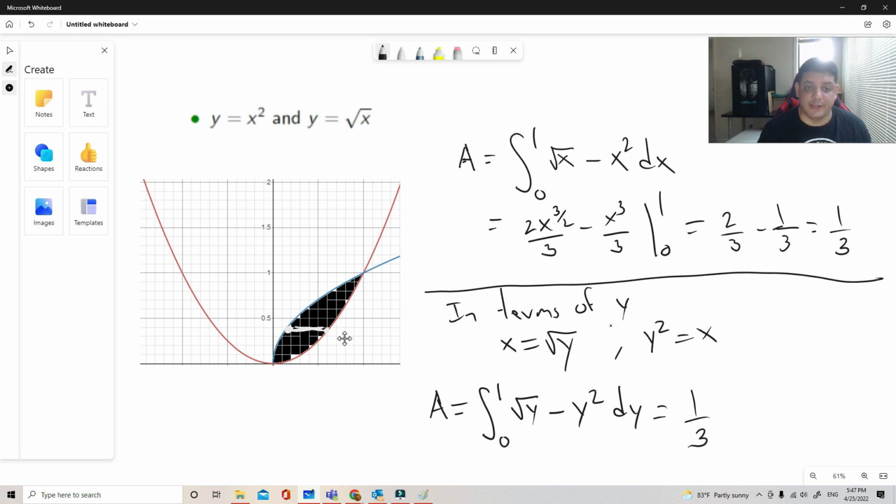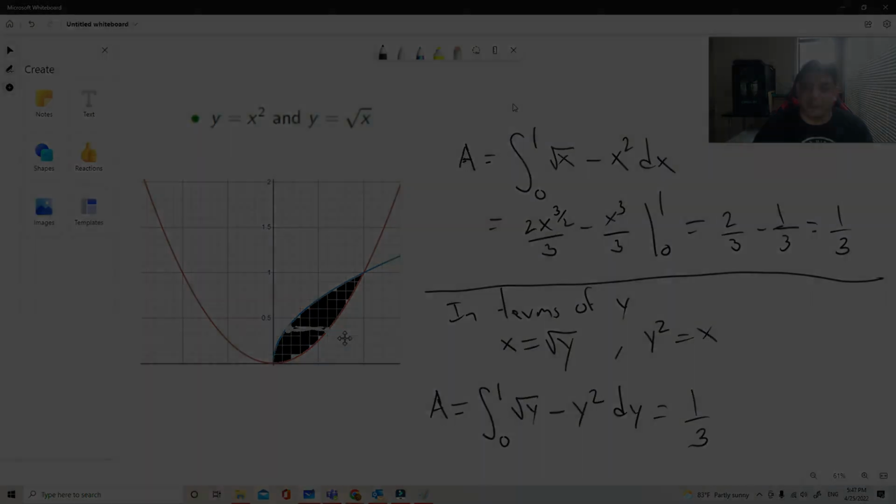However, you're going to find examples of functions where it's going to be easier to make this transition to y, so you don't have more than one region, as in the example presented in part 1. All right, so those are the examples and the conclusion of section 6.2.